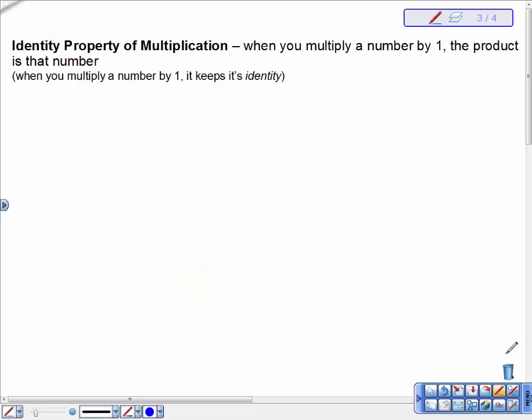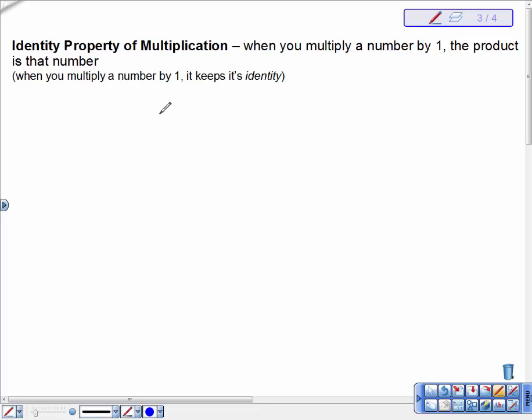The third property of multiplication is an easy one. It's called the identity property of multiplication. This basically says when you multiply any number by 1, the product is that number. And the trick I use is when you multiply a number by 1, it keeps its identity. That's how you know it's the identity property.